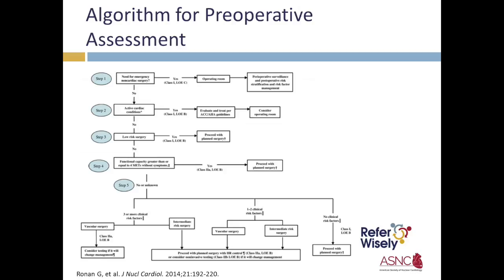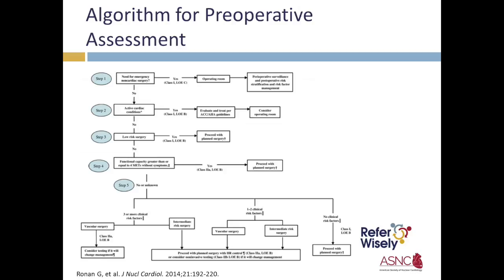And you can see there are 5 steps to the algorithm. Step 1 is whether or not the patient needs emergency surgery, and of course in that case you would just proceed to operate. Step 2 is whether the patient has active cardiac conditions, active chest pain, active heart failure, progressive valve disease, in which case you would then follow specific guidelines for that. Step 3 is the patient who has low-risk surgery, and as I said prior, those people could go on to surgery without any significant risk assessment.